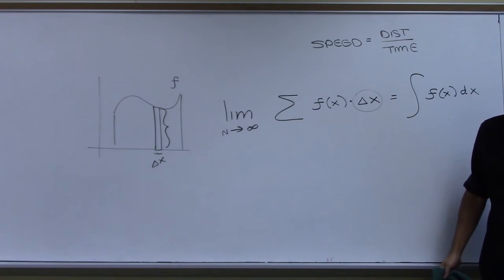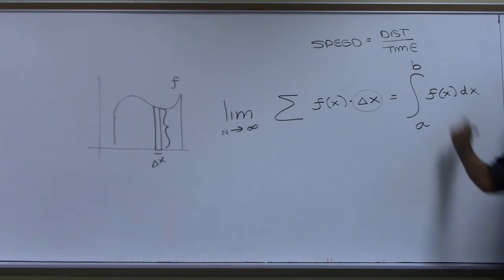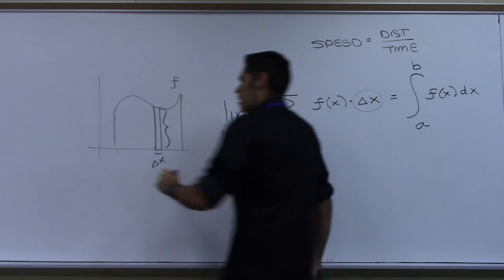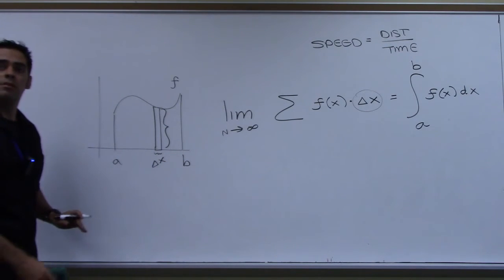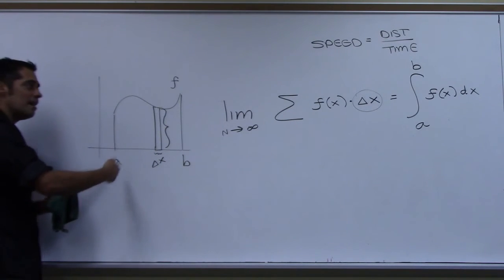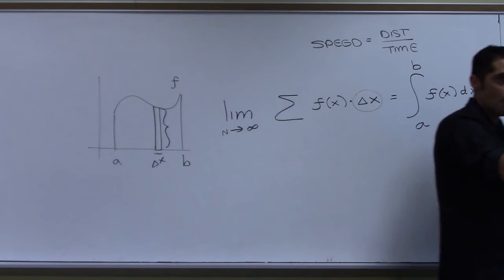So where do the numbers come in? Where do these numbers a and b come into play? Well, a and b are the points where you want to start and you want to stop. So if you want to start at x equals a and end at x equals b, then we put a and b here, the starting and stopping points.